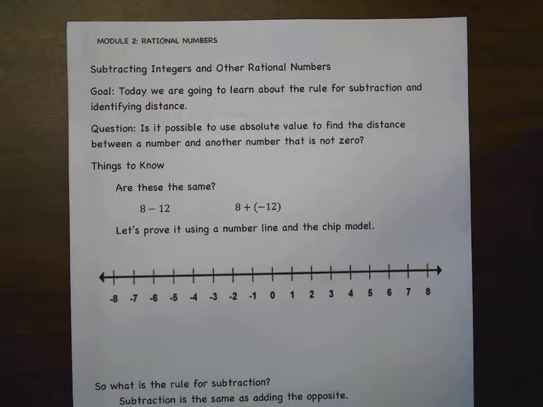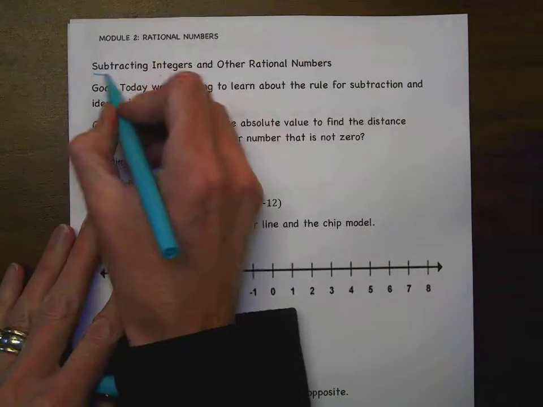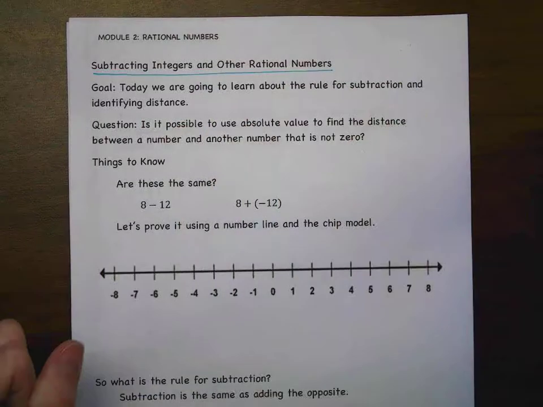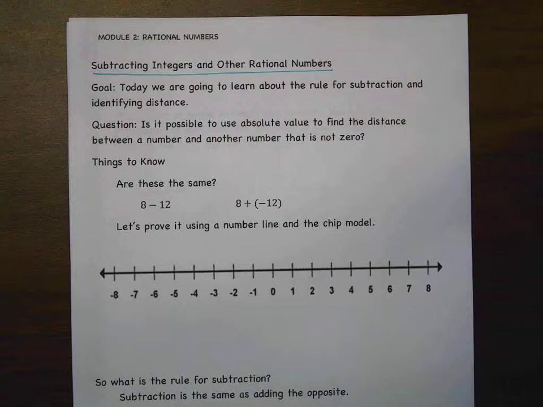Hello, math students, and welcome back to Module 2 called Rational Numbers. This is Lesson 3, and it's called Subtracting Integers and Other Rational Numbers. The goal for today: we are going to learn about the rule for subtraction and identifying distance.